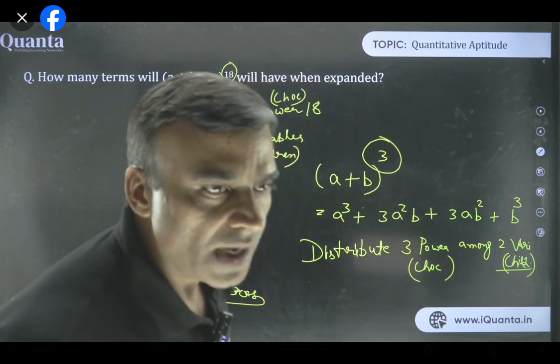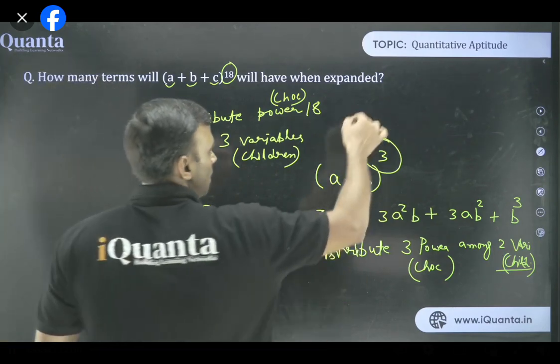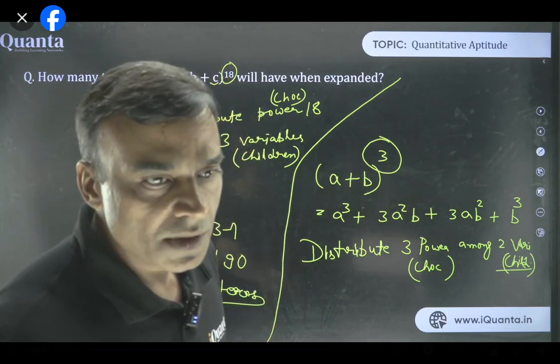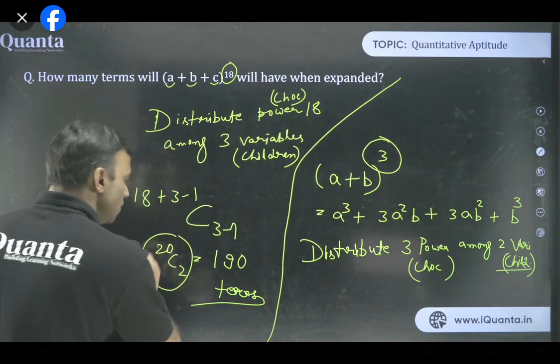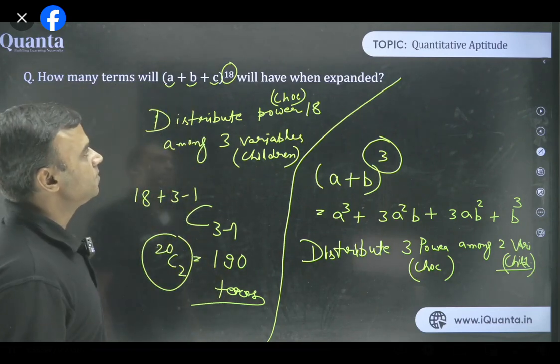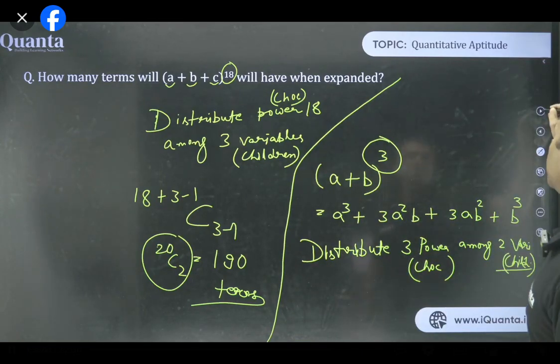I'll wait for a response if there is anyone who has not understood. So very simple question. Just remember that a term is generated by distributing the power. तो लिखा 210 नहीं होगा बच्चा, ध्यान से देखो. This is 21 minus 1, 20. So 20C2 is 20 into 19 by 2. That is 190. Yes? Nice question. Got it. Very good. Chalo, next one.